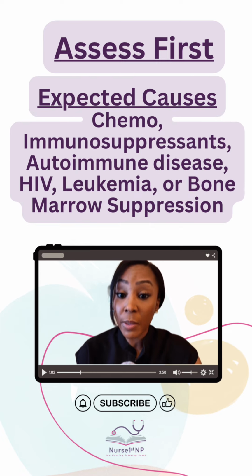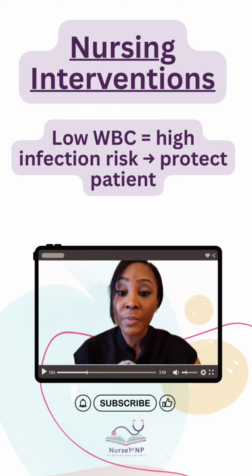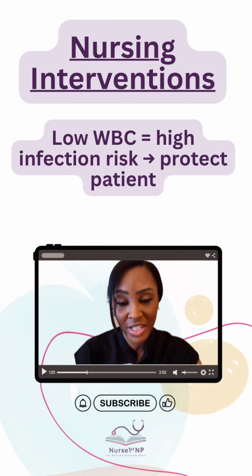With low WBCs, the nursing priority should be infection prevention. So you will teach your patient ways to prevent infection, and if they go home with the low WBCs, you will tell them to notify the office or come back when they have signs of infection.